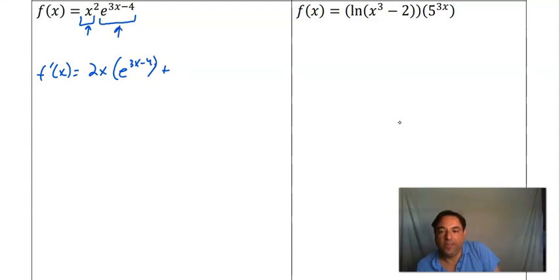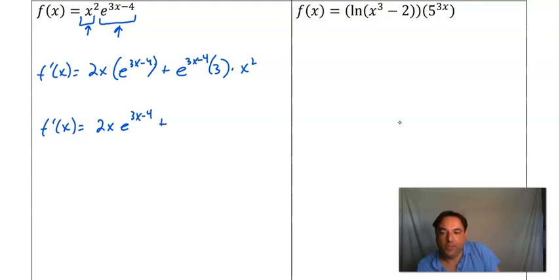plus derivative of the second one. Now how do we take a derivative of e to a power? Rewrite it, e to the 3x minus 4, times the derivative of the exponent: derivative of 3x is 3, derivative of minus 4 is 0, times the original second one. Then I'm just going to rewrite it, so we have 2x e to the 3x minus 4, plus, I'm going to put that 3x squared in the front, looks a little bit nicer, times e to the 3x minus 4.